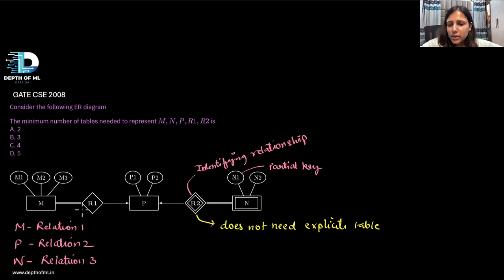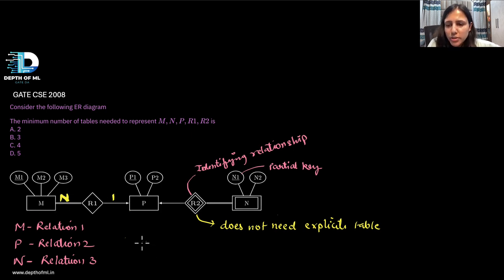So let's try to understand this. This is in total participation and this is in partial participation. So this is the many side, right? So this is N, right? And this is 1. So this is a many to one relationship, right? Now for the many to one relationship, if you are going to convert this, we'll put the primary key, the foreign key in the many side, right?